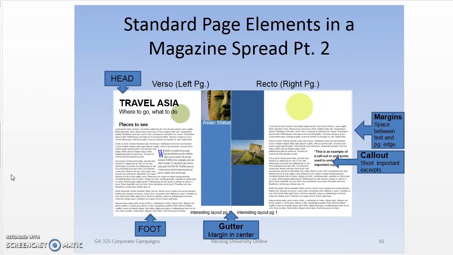And then call-outs, which are short, important excerpts. So that's usually a quote that's taken from within the body copy, and it's kind of called out in a sense, made a little bit bigger. One of those attention-grabbing sentences to get people to read the article as they are flipping through the pages, deciding whether they're going to read it or not.